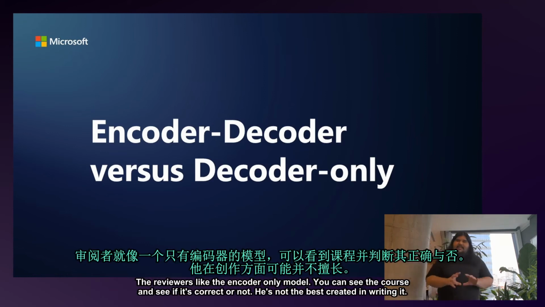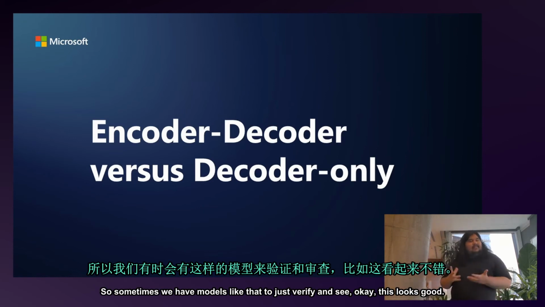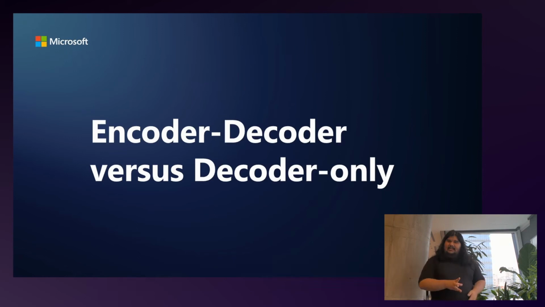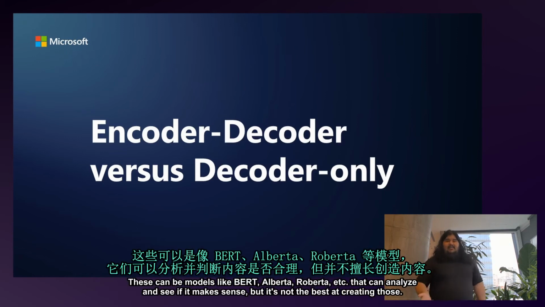The reviewer is like the encoder-only model. He can see the course and see if it's correct or not. He's not the best creative in writing it. So sometimes we have models like that to just verify and see, okay, this looks good. These can be models like BERT, ALBERT, RoBERTa, etc. that can analyze and see if it makes sense, but they're not the best at creating those.